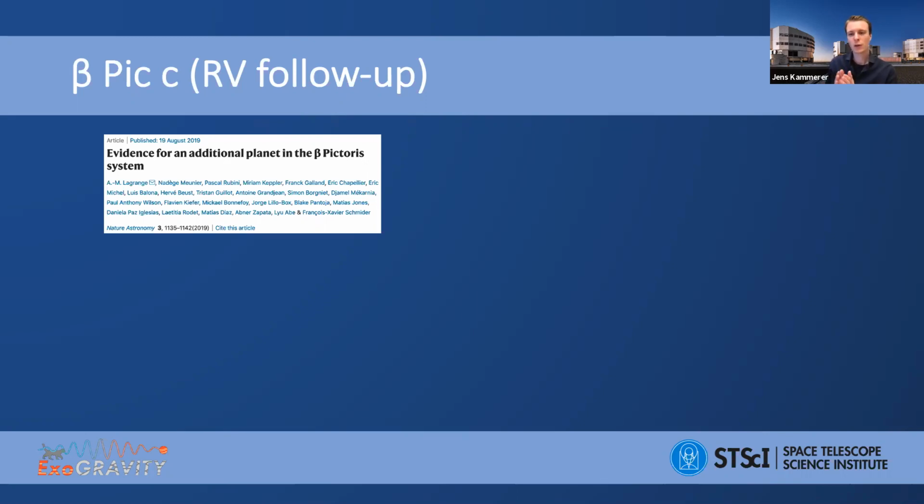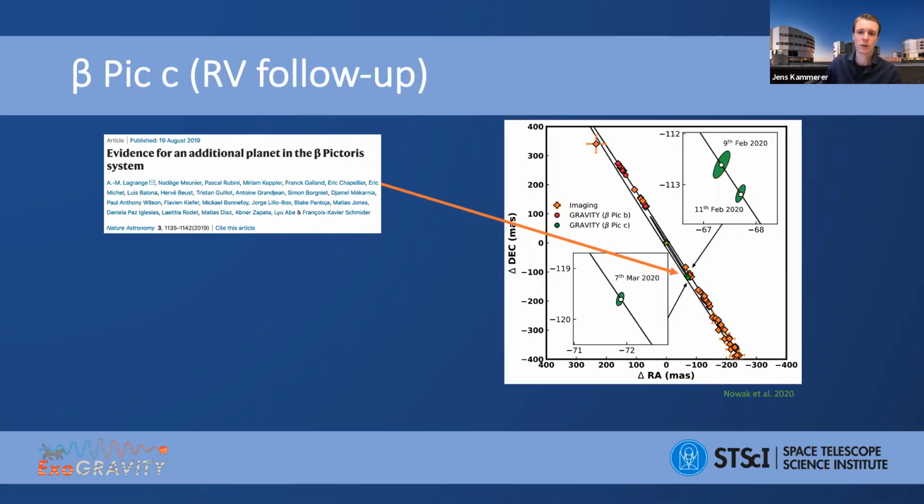But with GRAVITY and with the increased resolution, we were able to directly detect Beta Pictoris c. You have seen this in the previous PSF that I've been showing in the field of view of the optical fibers. We had Beta Pictoris c in the center. And it's of course very exciting because it's the first time that we could directly follow up a planet that was predicted to exist only from indirect methods, in this case from the radial velocity method.